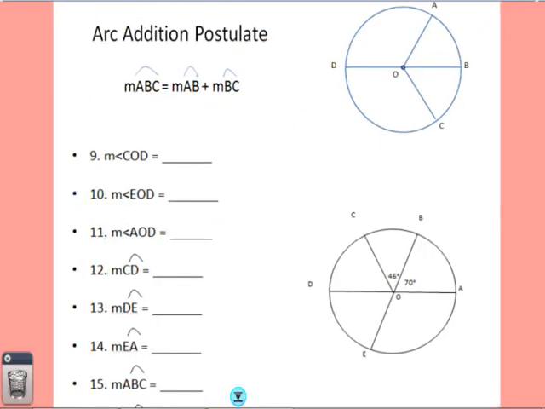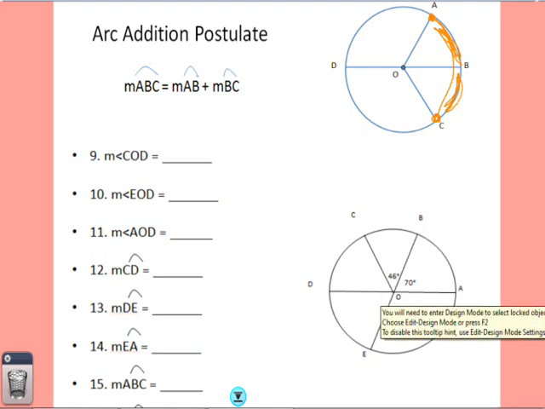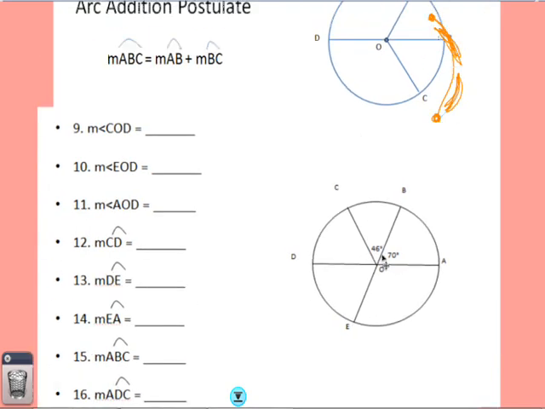The arc addition postulate. So we've done the angle addition postulate, we've done the segment addition postulate, and now the arc addition postulate. And it's basically the same concept, that if we're looking at the measure of arc ABC, starting here and going all the way around to here, it's equal to this arc here plus this arc here. Pretty simple concept. So let's take a look at this circle down here and see if we can figure out these missing angle lengths.